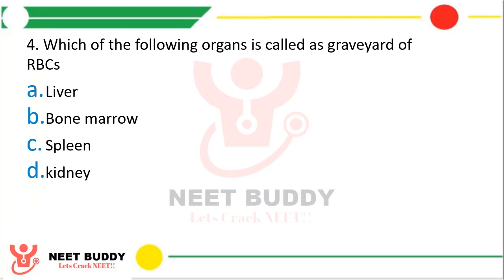Question 4. Which of the following organ is called as graveyard of RBC? Option A, liver. Option B, bone marrow. Option C, spleen, or option D, kidney. The correct answer is option C. Spleen is called as the graveyard of RBC. Once the RBC completes its lifespan of 120 days, it goes to spleen and it gets killed over there.